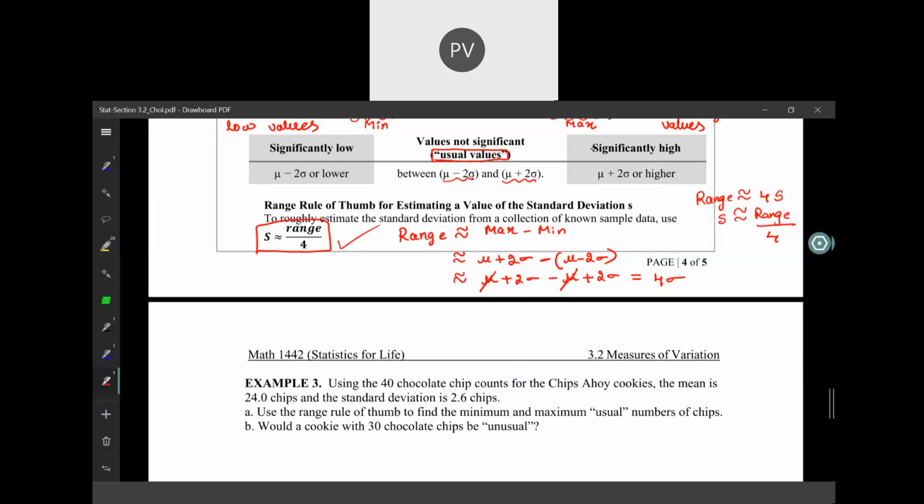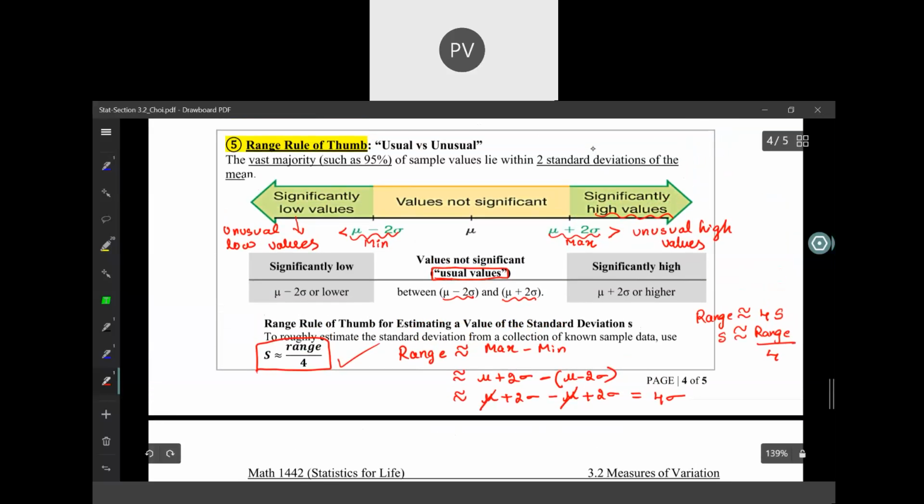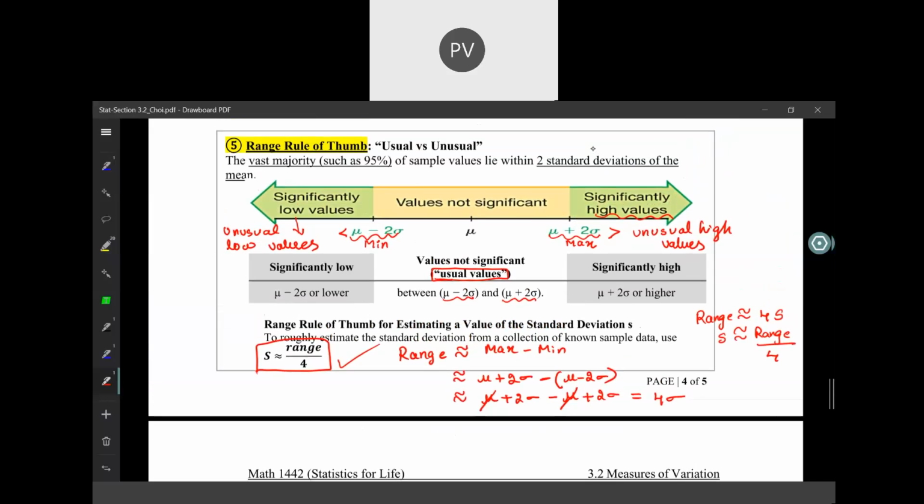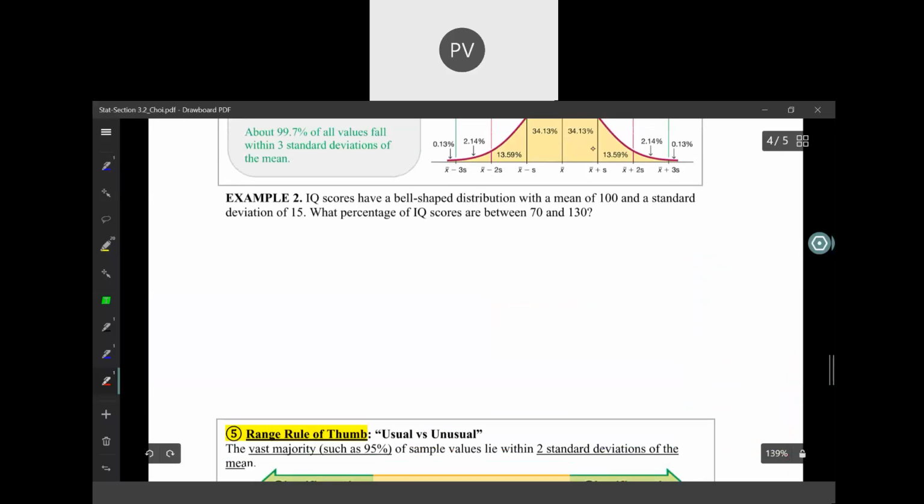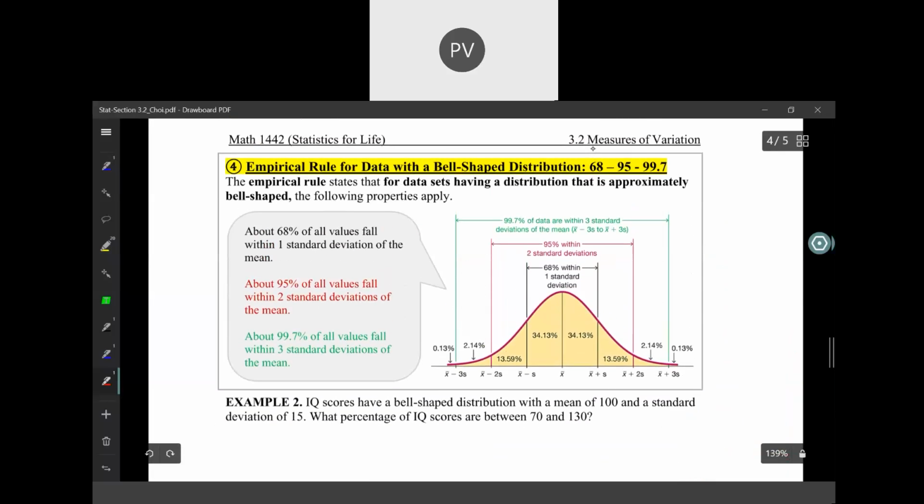Okay, so if you have a given range and you are not able to compute the mean, then you can use this formula, but it doesn't give you the exact standard deviation, it gives you the approximate value of standard deviation. Okay, that's the range rule of thumb. Let's get back to here.